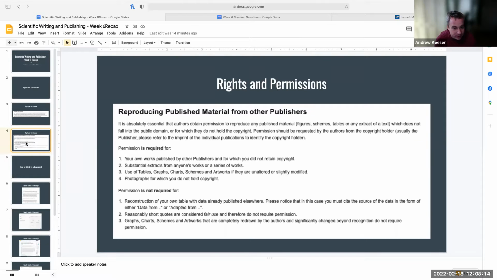Use of tables, charts, graphs, schemes and artworks, if they're unaltered or only slightly modified, like you added some color to them because it's an online journal and they don't care about things being in grayscale, that is something you cannot do, right? You need permission for that. And then photographs as well.